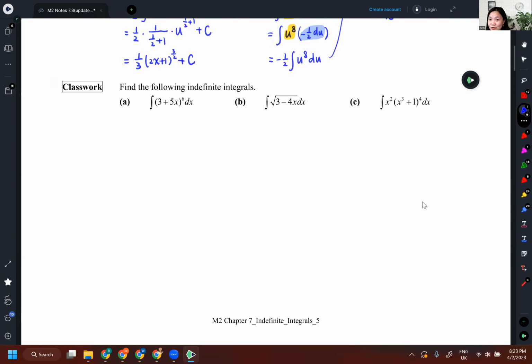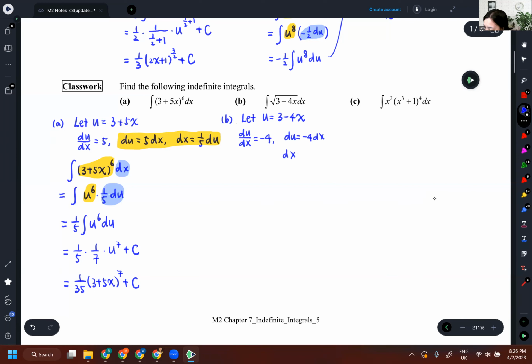Part B. Let u be 3 minus 4x. And later on, you will learn that there are multiple substitutions that could work. But this time, I'll just use the simplest one. du/dx equal negative 4. du equal negative 4 dx. dx equal negative 1 over 4 du.